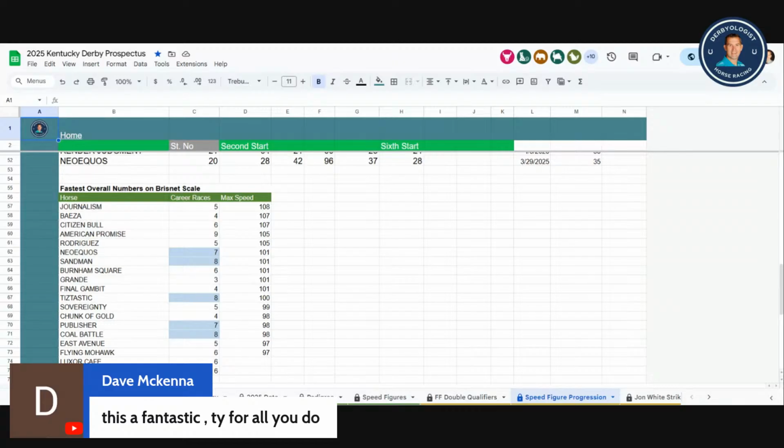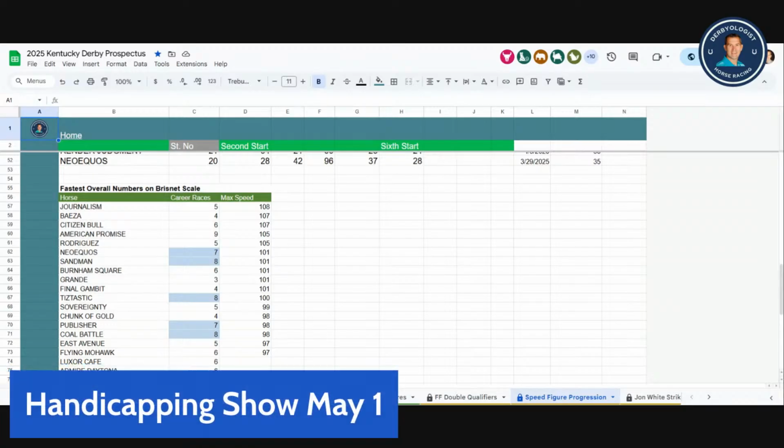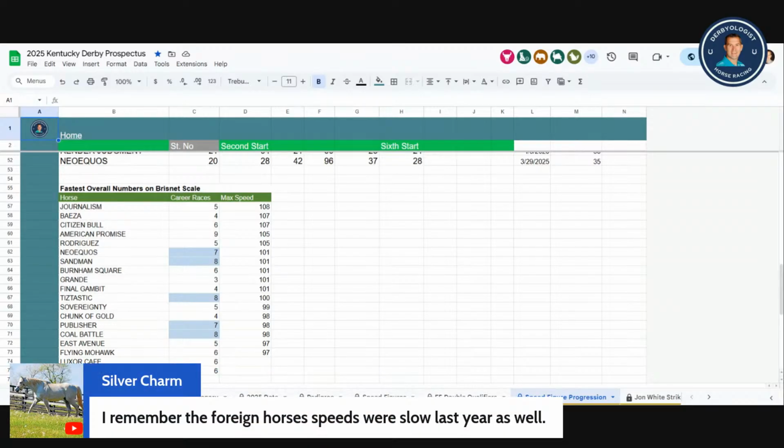Dave says he's enjoying the spreadsheet. Jeff says Rodriguez in post position 4. I've got to update that. I remember when the foreign horse speeds were slow last year as well. Silver Charm says historically their speed figures are a little bit lower.